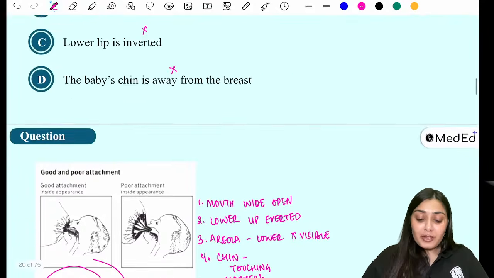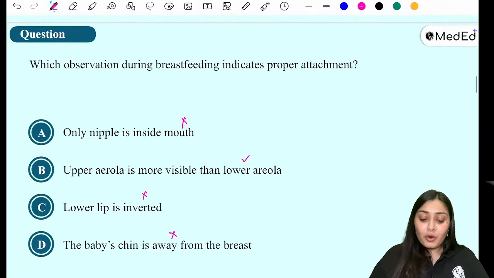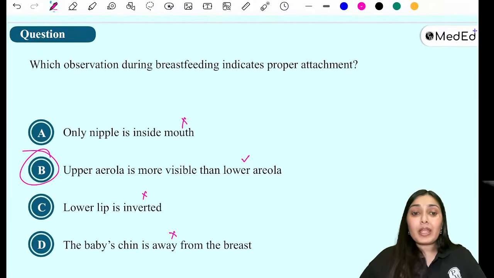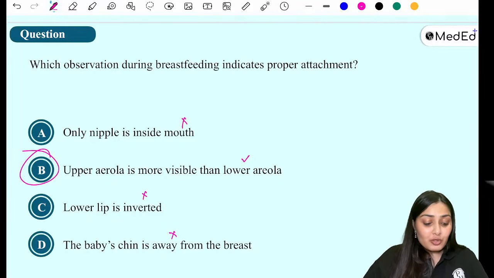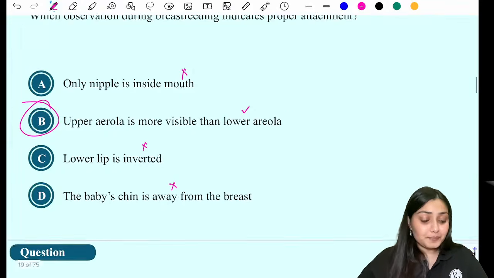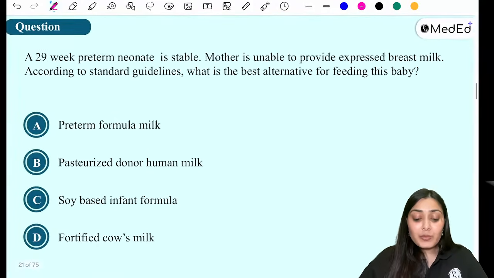Right? So here, what is the correct option? Option B is the correct. Upper areola more visible than the lower areola. All other options show incorrect or poor attachment. Right? Ayush is right. Dheeraj is right. Option B is the correct answer over here. Now let's move to the next question.